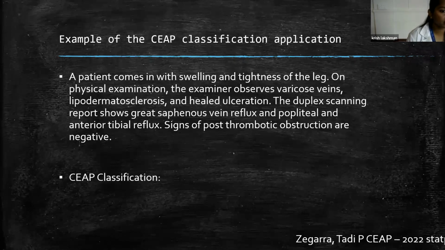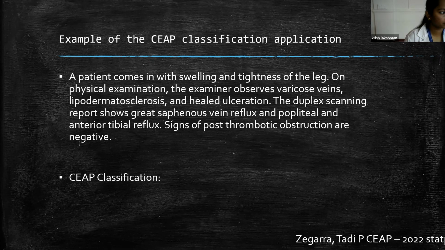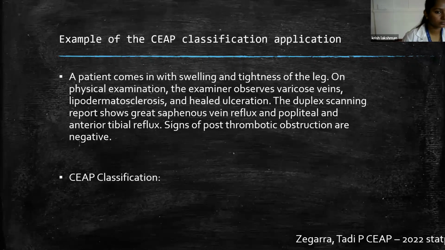Due to pooling of the blood, venous back pressure causes capillary dilation, and later the capillaries rupture. The RBCs are released from the capillary, and they break down and leave hemosiderin, which causes an inflammatory reaction. That's what causes itching also.